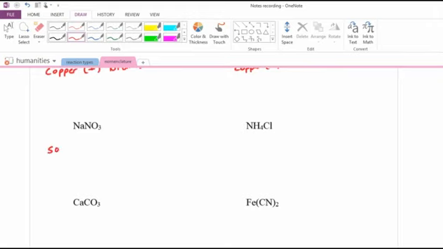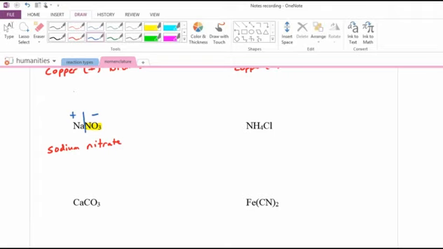Na is sodium, group 1, no Roman numeral. NO3 collectively is the nitrate ion. Notice we've got a positive ion and a negative ion. The negative just happens to be polyatomic.